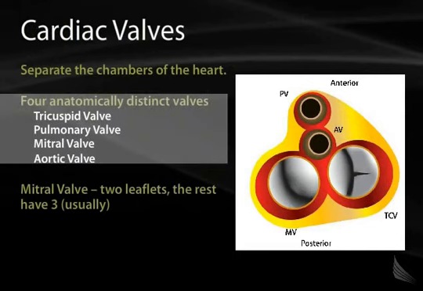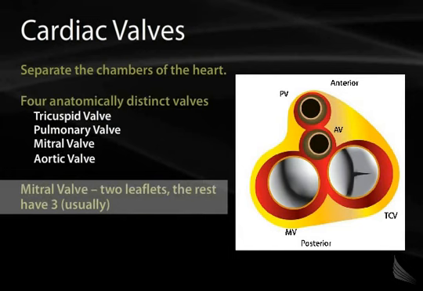Looking at the heart here in cross-section, you can see that the pulmonic valve is the most anterior valve in the heart. Just posterior to the pulmonic valve is the aortic valve. And posterior to the aortic valve are the mitral valve to the left and the tricuspid valve to the right.